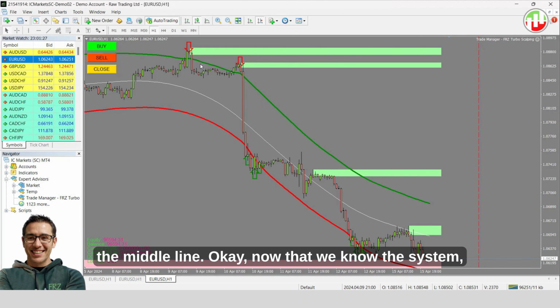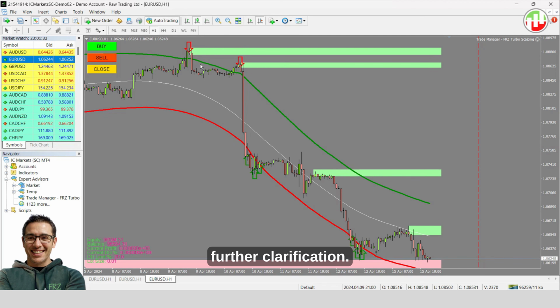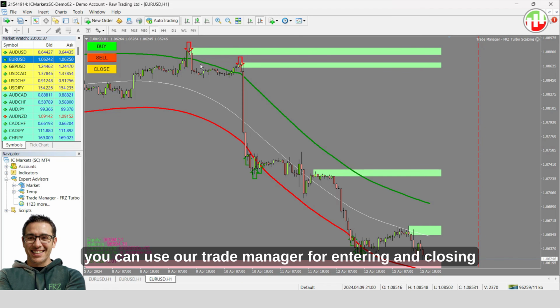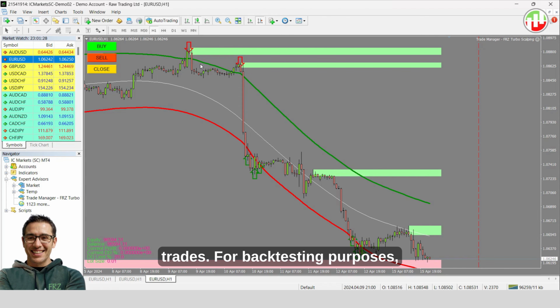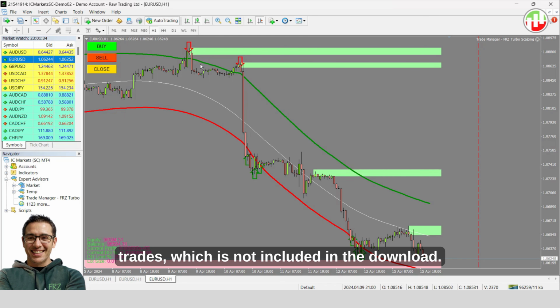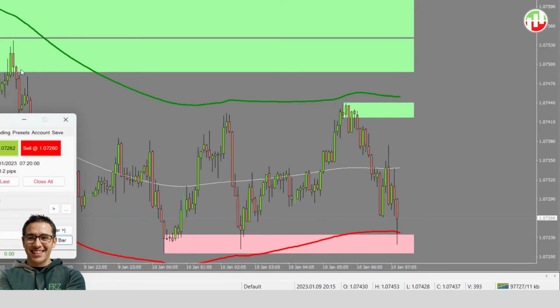Okay, now that we know the system, it's high time we did some backtesting. Let's do a short backtest using a simulator for further clarification. Please note that for real trading, you can use our Trade Manager for entering and closing trades. For backtesting purposes, we use a third-party simulator for entering trades, which is not included in the download.